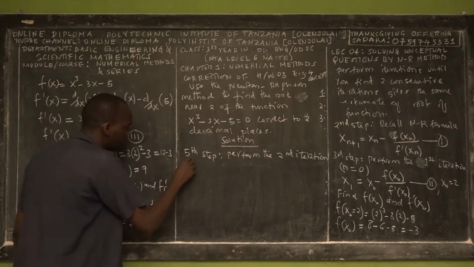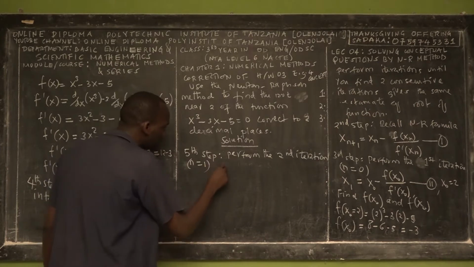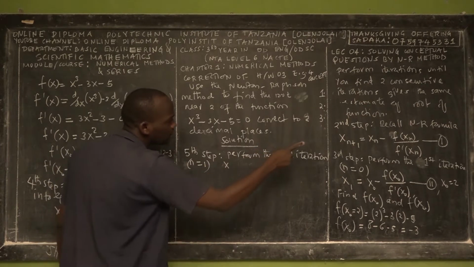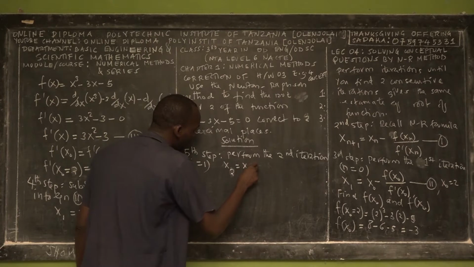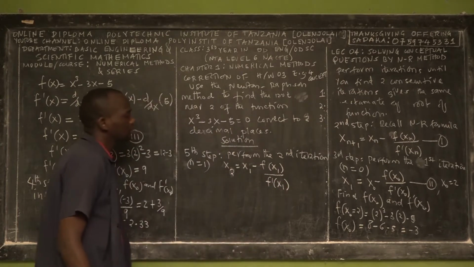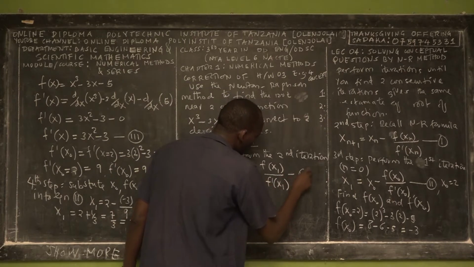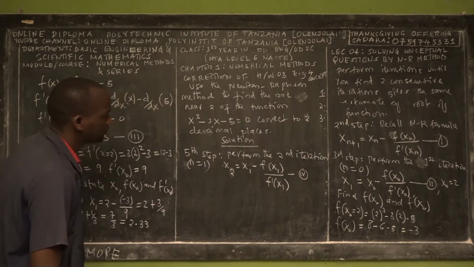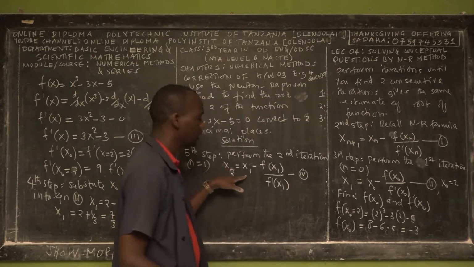So for the second iteration, the value of n is equal to 1. If you substitute n equal to 1 in equation 1 there, then you get x2 is equal to x1 minus f of x1 over f dash of x1. So this will make it equation 4. We will call it later. Okay, so you see that the output of the first iteration will be the input of the second iteration.